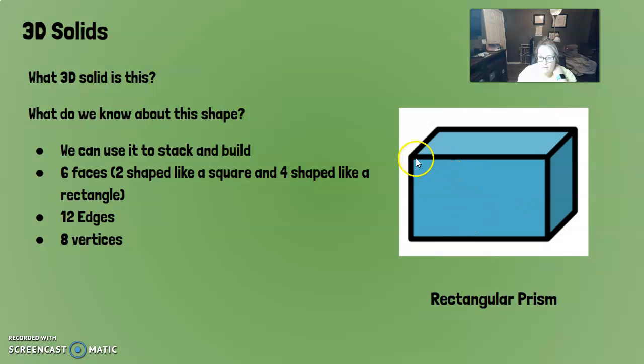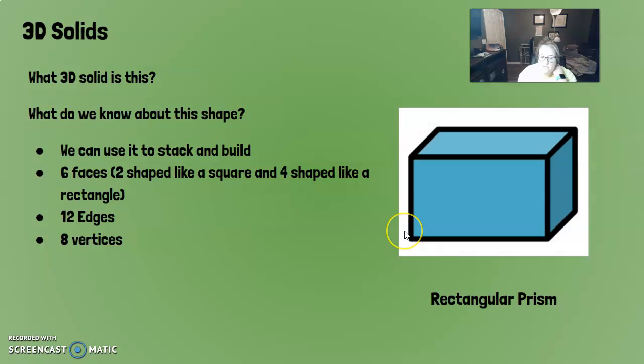There are 12 edges. 1, 2, 3, 4, 5, 6, 7, 8, 9, 10, 11, 12. And there are 8 vertices. 1, 2, 3, 4, 5, 6, 7, 8.